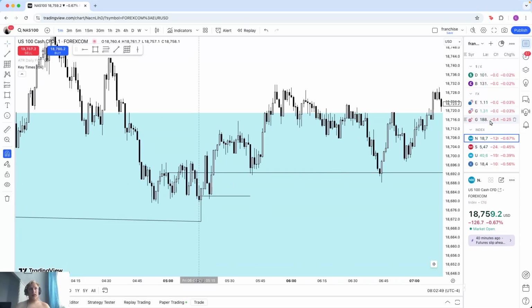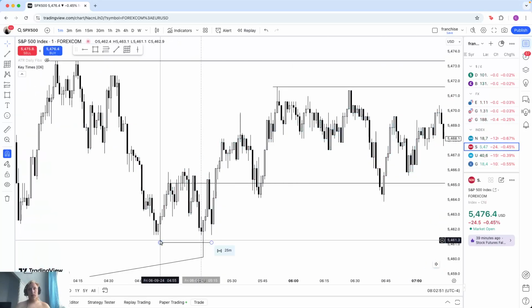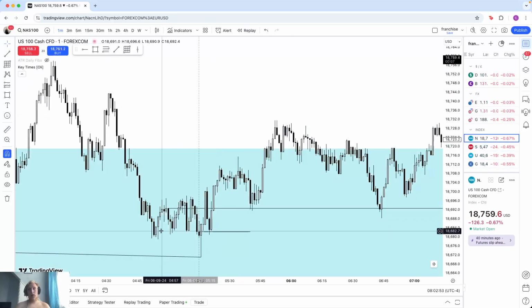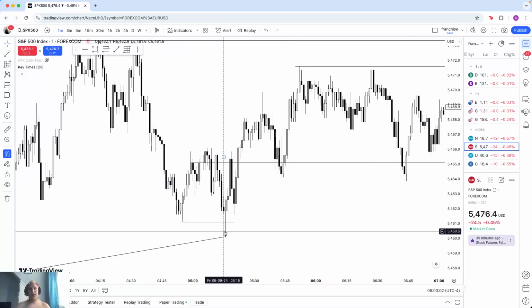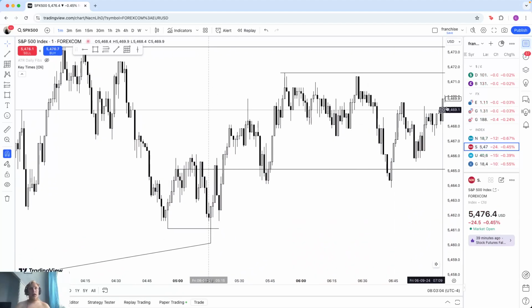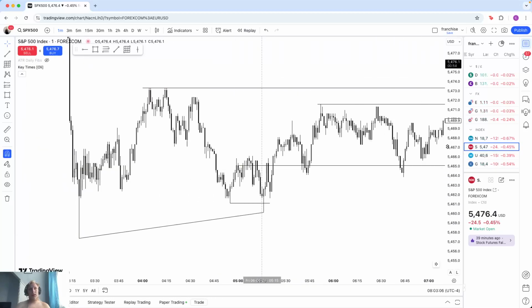Turtle soup is at the same... What time? 4:55. 4:55. Turtle soup. Bang. Turtle soup, SMT. That's a valid turtle soup. As soon as 5:16 happened, we have not come close to this low.